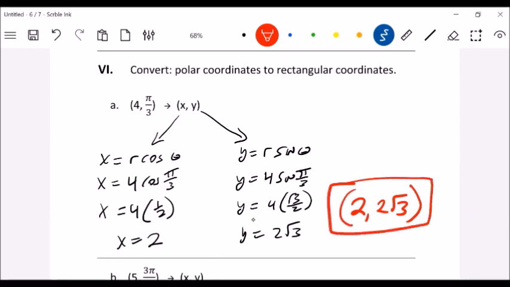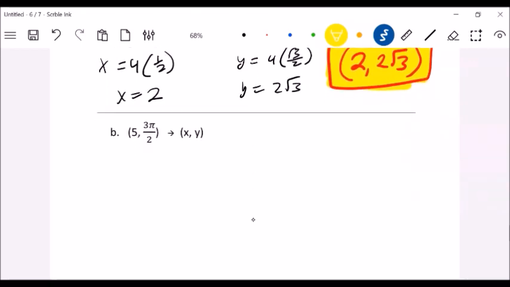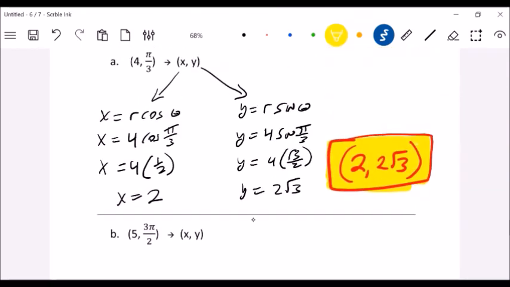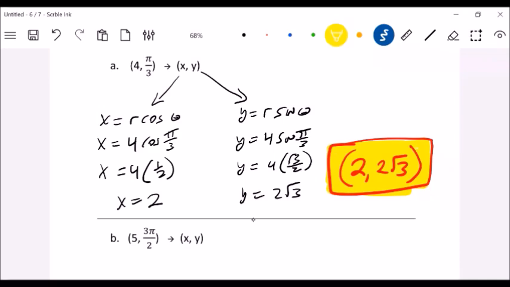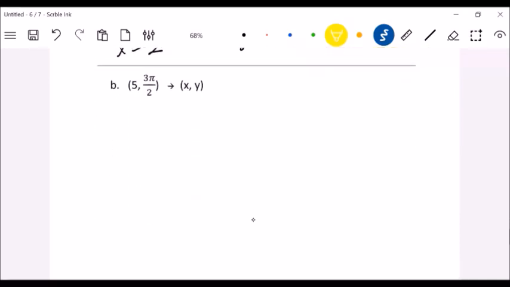You could round the 2 root 3, which I hadn't written down, so sorry. So you could round that if you wanted to, but it would be better in some cases to leave it as the exact answer. It depends what you're doing with it. If you're told to leave it as an exact answer, then leave it with the square root. But if it doesn't say, then it's your choice. So this is a good answer here. This one's done the exact same way. Use r cosine theta and r sine theta. Go ahead and do this yourself. Pause the video and come back to it when you're done, and I will start doing it.